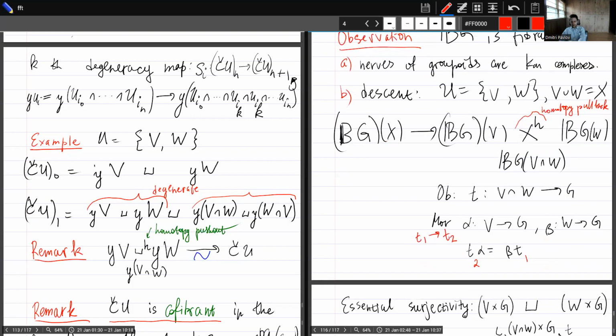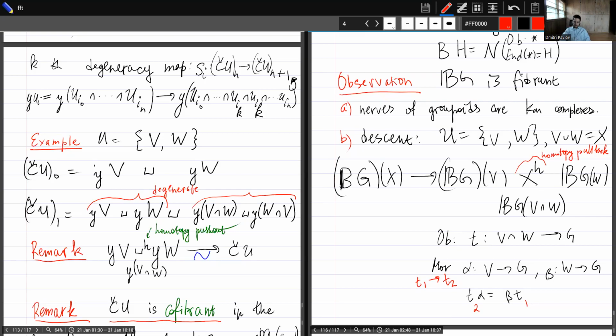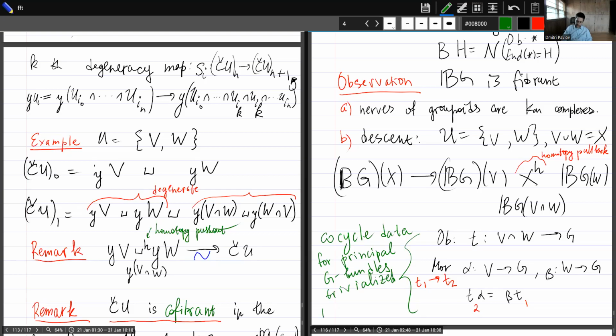Okay, so how do we think about this homotopy pullback? This homotopy pullback expresses precisely the cocycle Čech data for principal G-bundles trivialized over the open cover V, W.